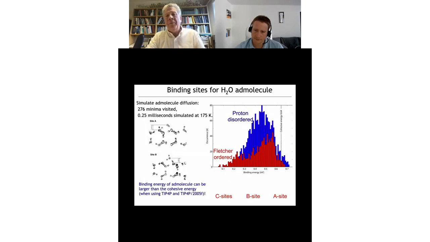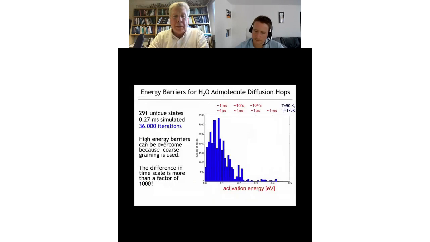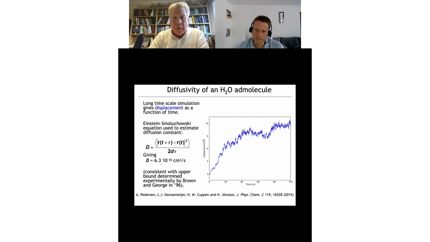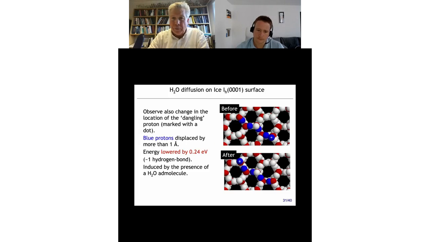I'm showing here a histogram of states, the binding energy of different sites on the surface, both on the Fletcher ordered surface and the proton-disordered surface. You can see the enormous range of binding energies there. And similarly, of course, there's an enormous range of energy barriers involved. Then we can do the simulation of the dynamics with the AKMC method and extract the diffusion coefficient. I'm just going through this very quickly.